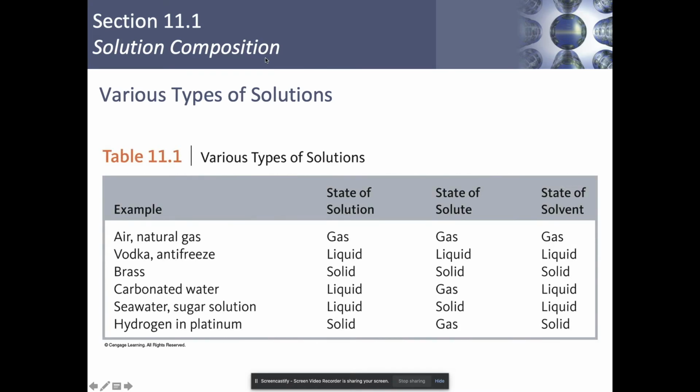This isn't necessarily on the AP exam, but I always like to introduce what a solution is, because most of the time people assume that the solvent is going to be a liquid and the solute is going to be a solid, and that when you mix them together, you're going to remain with mostly liquid, like seawater or sugar solution. But in reality, you can have two gases, a gas solute and a gas solvent. You can have two liquids, a liquid solute and a liquid solvent. You can have two solids. There are plenty of varieties of different types of solutions out there.